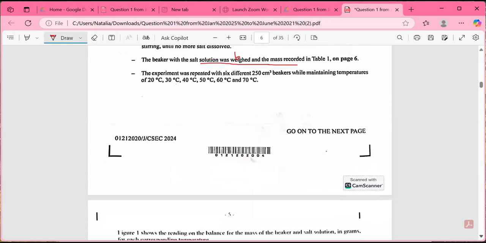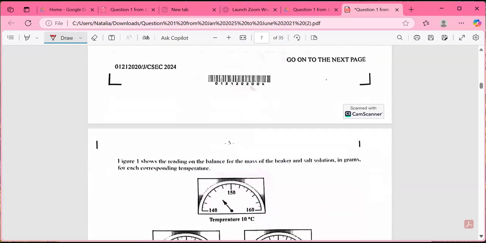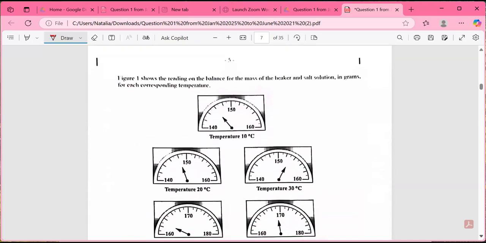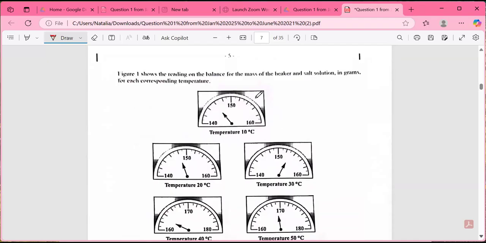So it says the experiment was repeated with 6 different 250 centimeters cube beakers while maintaining temperatures of 20, 30, 40, 50, 60, 70. All right, so again, you're weighing some stuff, so we will have to figure out the value at each small reading. So we're going up by, what value are we going up by?